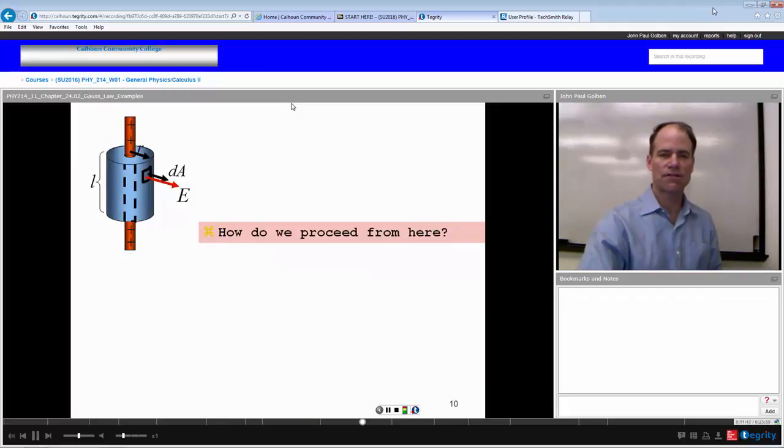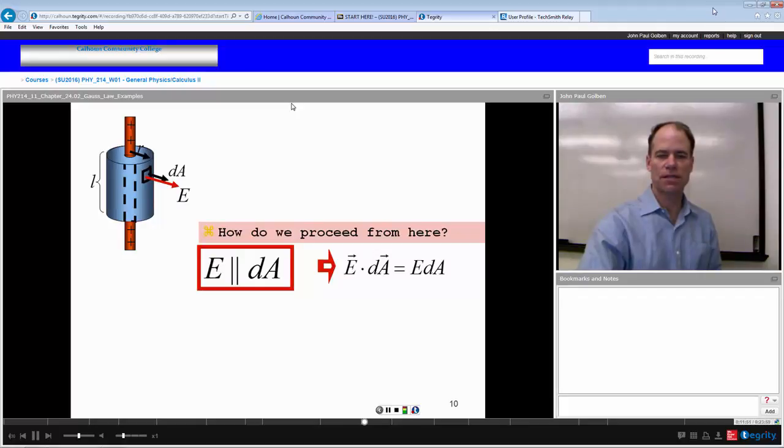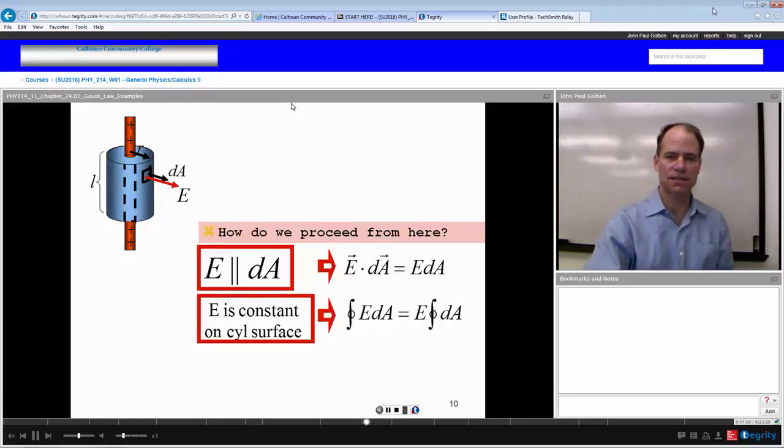So on the left hand side of our Gauss's law we have E parallel to dA, so E dot dA is equal to E dA. E is constant on the surface, so we can take that constant out of our integral. And so we now have E integral dA, and now we just have to find the area through which that flux is going, and that's just the area of this can. So how do I find that area?